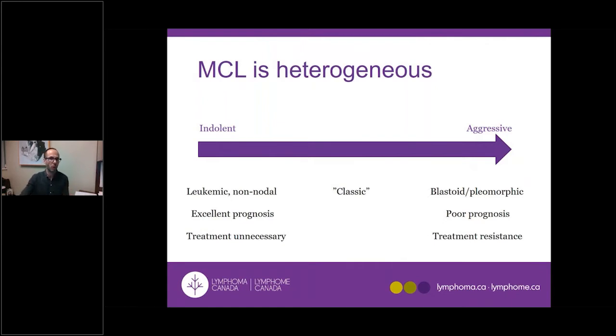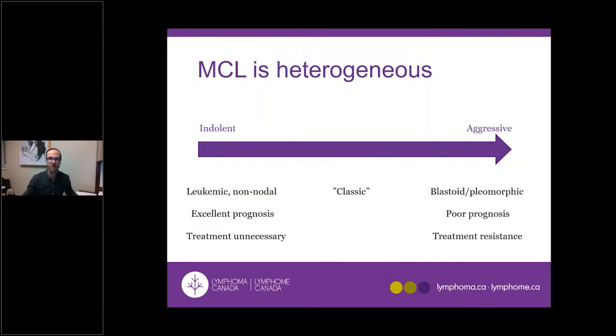So on one end of the spectrum, you have patients with a mantle cell lymphoma that's extremely indolent. It grows slowly. It grows over a year. Many patients don't even need treatment. And patients can have an excellent survival when they happen to be in this very indolent end of the spectrum. And what's interesting is that many of these patients have something called the leukemic non-nodal variant of mantle cell lymphoma. And what that means is it's leukemic. In other words, you find some amount of mantle cell lymphoma cells floating in the blood, but it's non-nodal.